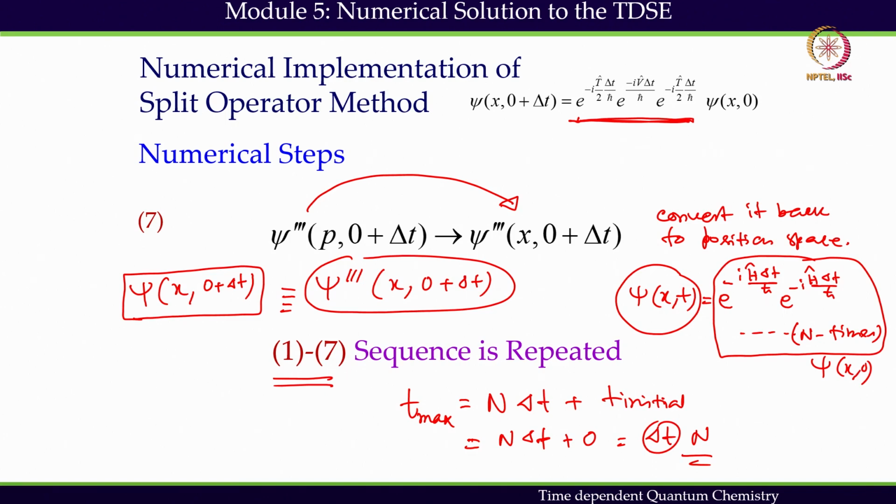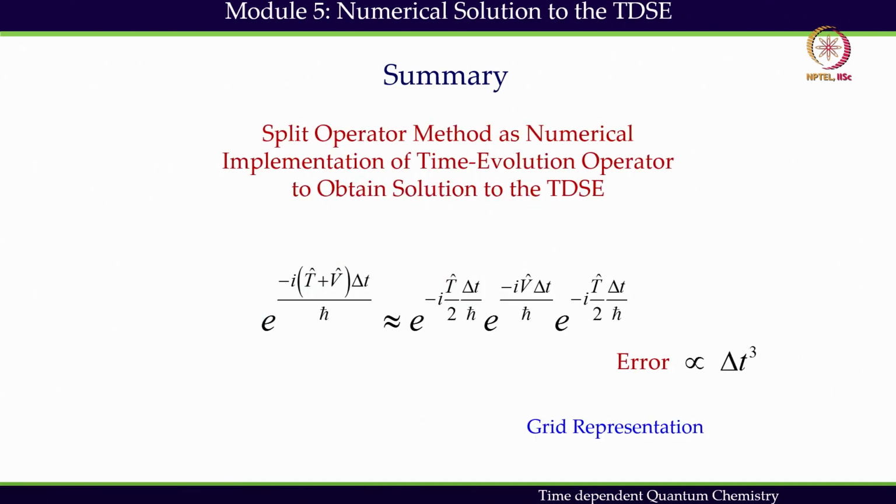We have come to the end of this module. In this module we have presented the numerical implementation, how numerically one can solve TDSE, and what is the approach one should use. One should use grid representation. This is not the only way one can get the numerical solution of TDSE. This is one efficient way, very frequently used way of getting numerical solution of TDSE.